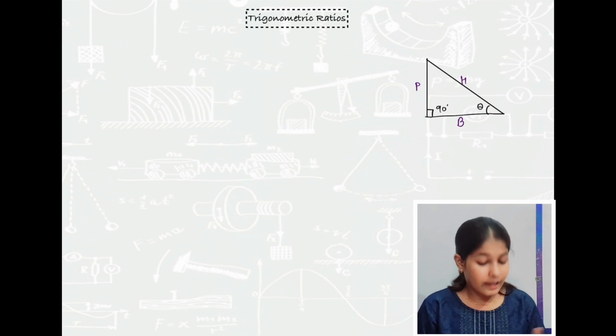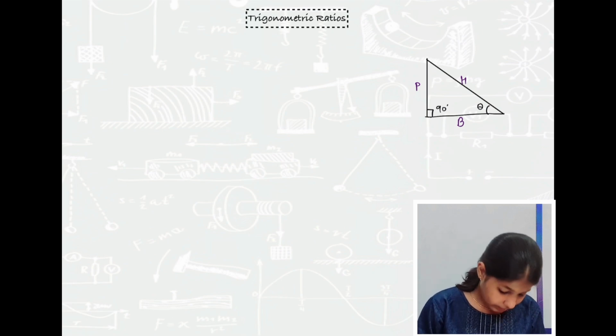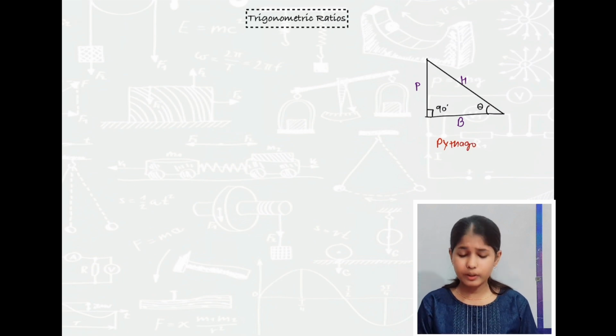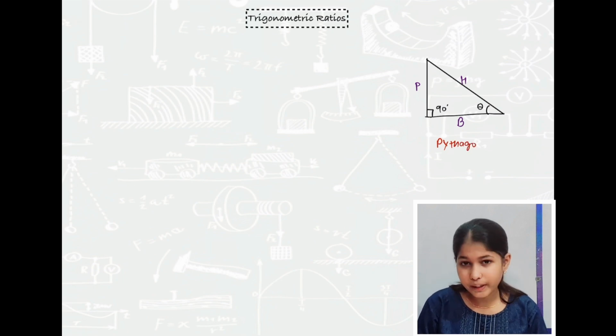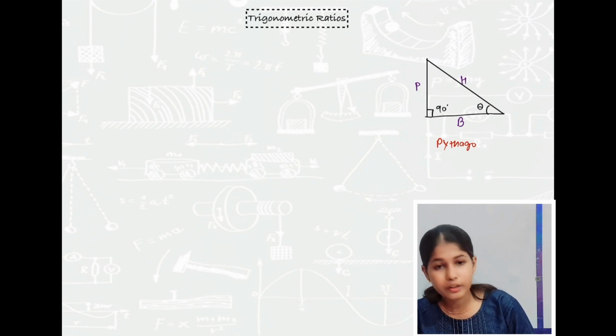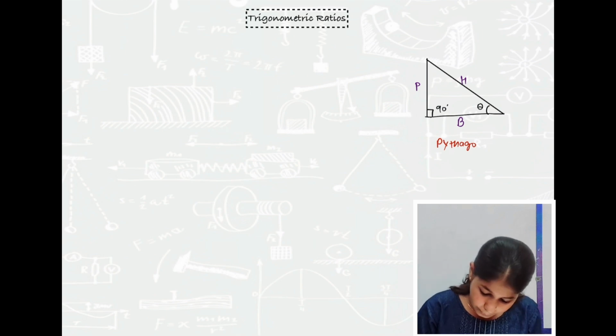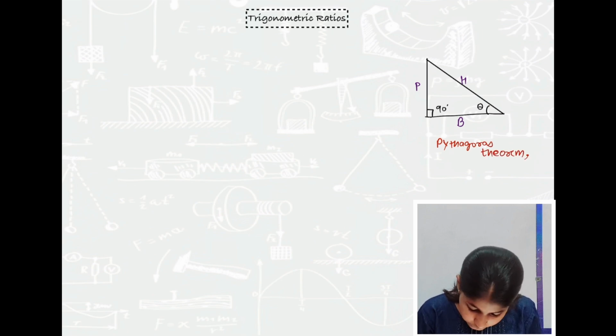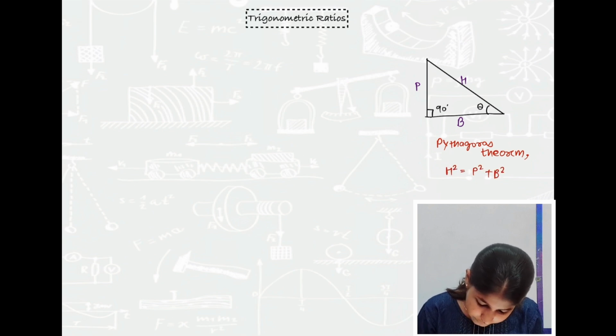One more thing, as you can recall, one very important theorem, that is the Pythagoras theorem. There is no need of the Pythagoras theorem in these trigonometric ratios, but it is related to the right angle triangle. That's why I am writing here. So what does the Pythagoras theorem show? It shows that h square is equal to p square plus b square.